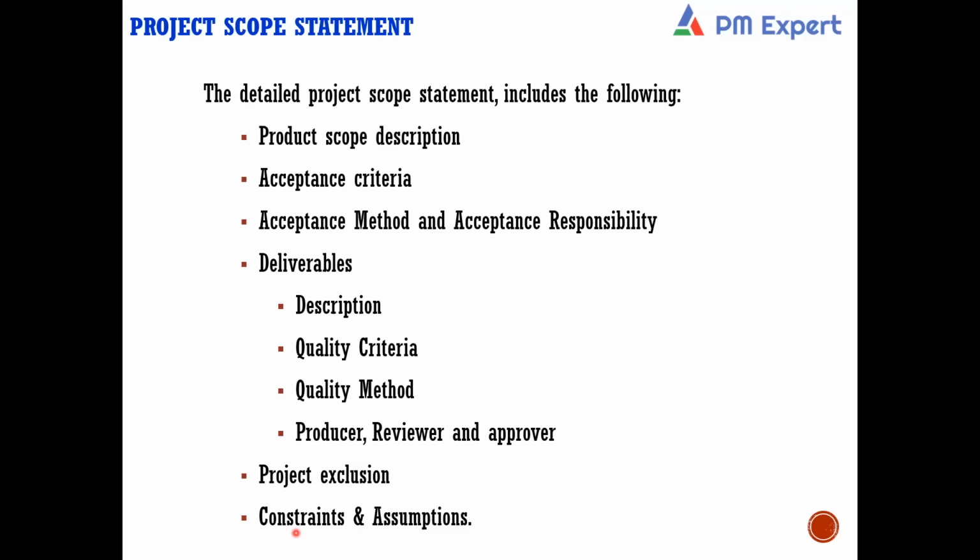So these are the elements in a scope statement: the product scope description, the acceptance criteria, acceptance method and responsibilities, all the deliverables along with description, quality criteria, quality method, producer, reviewer and approver, project exclusions, constraints and assumptions. Now, if you have any questions about this, please ask me.